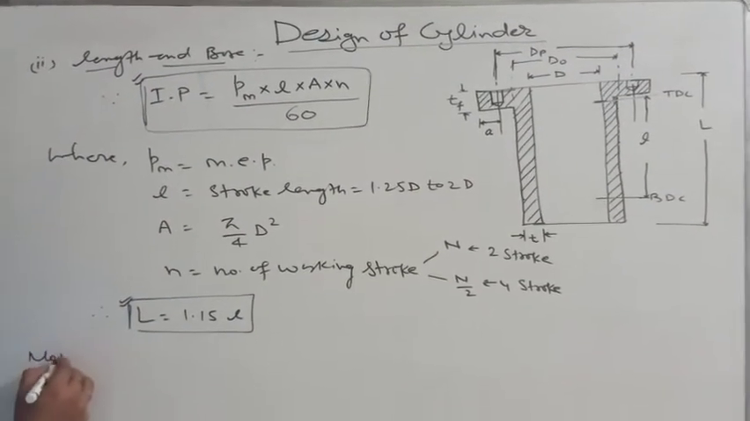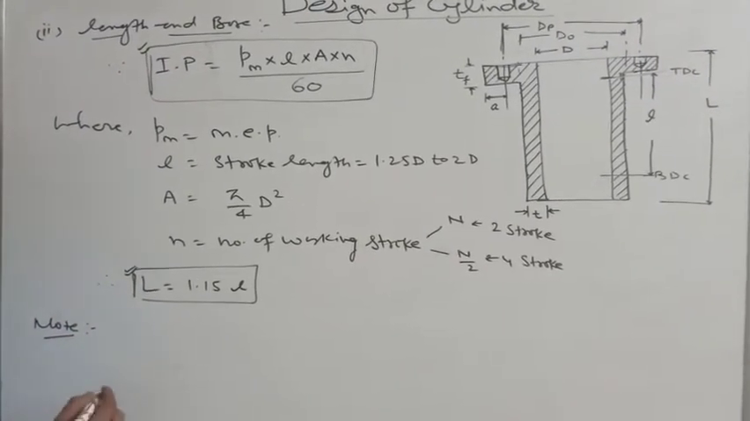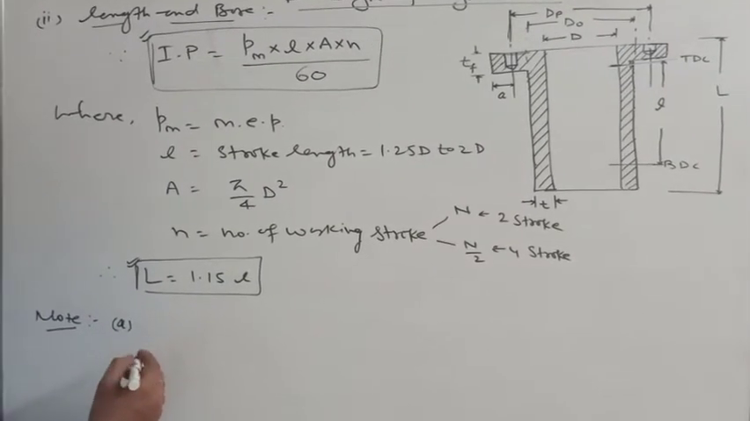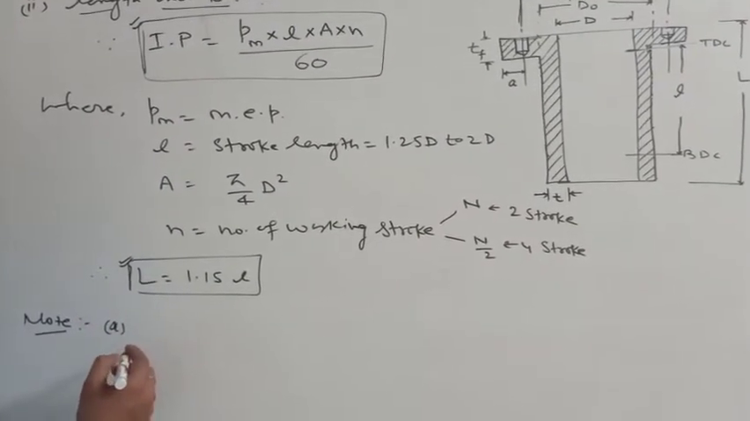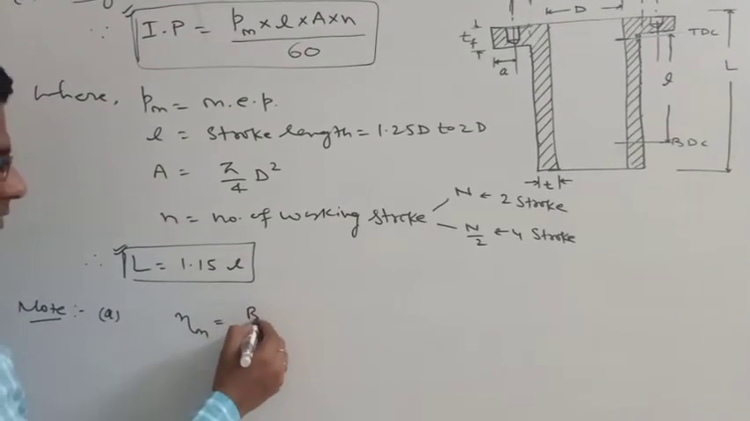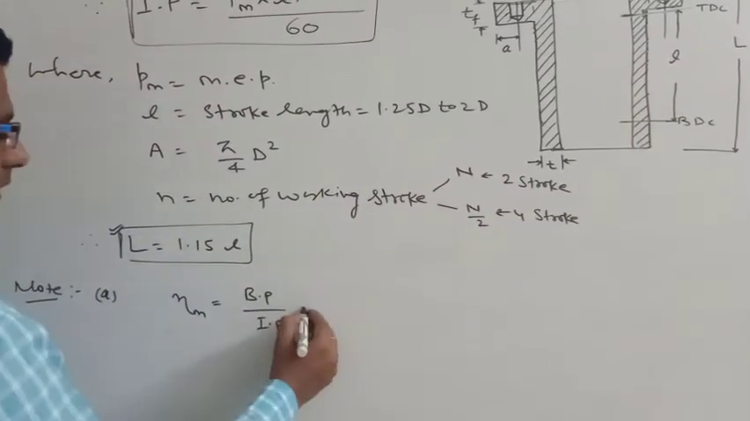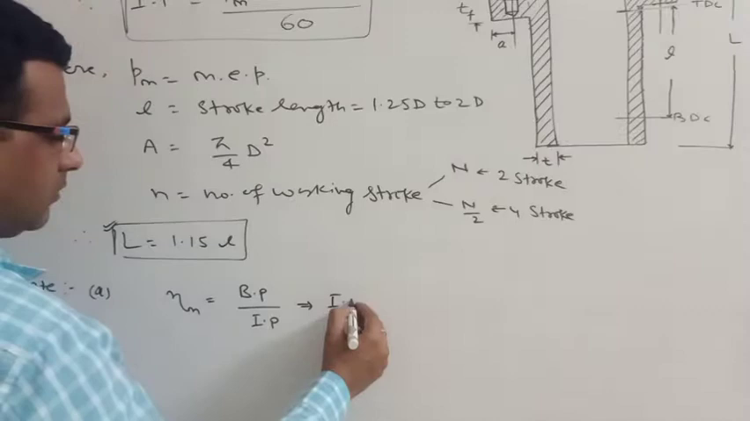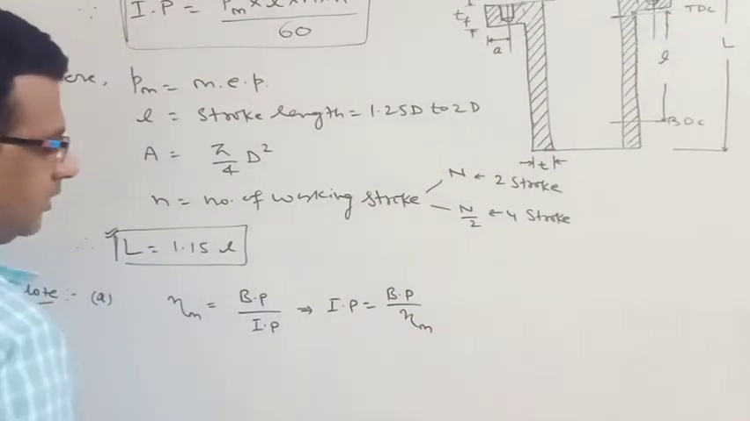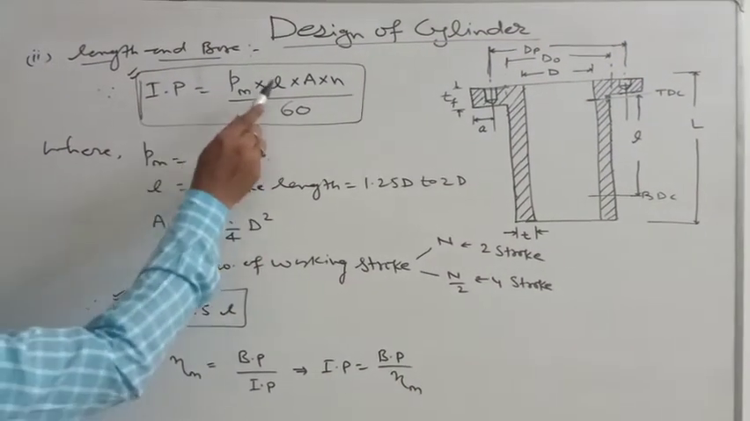In case the brake power is given in the numerical, then we use the formula for brake power, where mechanical efficiency is given. This is your brake power upon indicated power. That's why we use this formula for calculation of the indicated power, and by putting the value in this indicated power equation we can calculate our required parameters.